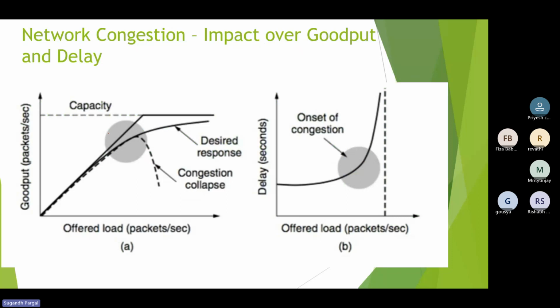Now we see the impact on goodput and delay when there is network congestion. You see there is this network capacity, and the normal pattern is that the offered load, or the packets, keep increasing. But there might be a case where there is a possibility of congestion and the packets get lost, and at that time the goodput of the network reduces. The delay behaves in a similar manner: this was the delay initially, and when packets get lost or there is congestion, the delay increases significantly.